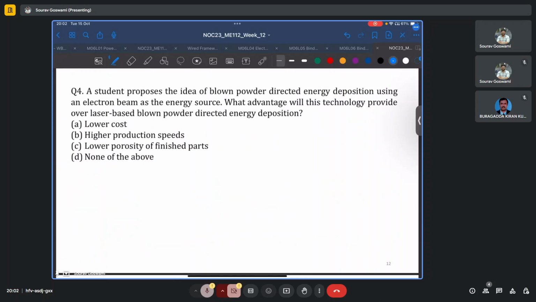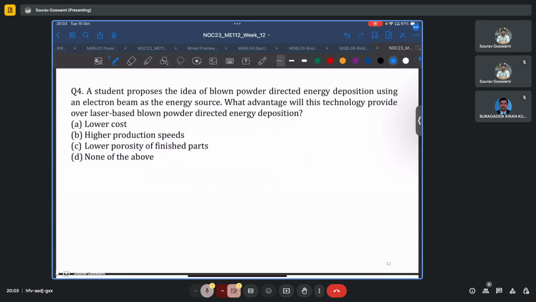Question 4 is asking us, a student proposes the idea of blown powder directed energy deposition using an electron beam as the energy source. What advantage will this technology provide over laser-based blown powder directed energy deposition? Will it have a lower cost? Will it lead to improved production speeds? Will the finished parts have lower porosity, or will it not offer any advantage over laser-based blown powder DED?